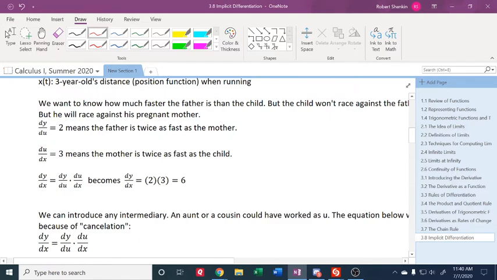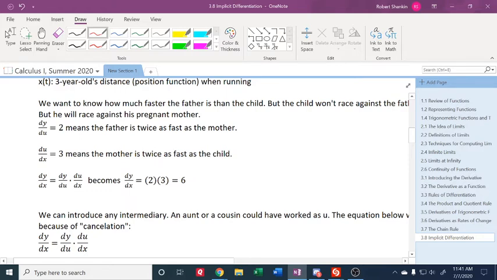Now, we got the child and the mother to race. The child was surprised. The mom was 3 times as fast as the child. du/dx was 3. Every time the child moved 1 foot, the mother moved 3 feet. All right. So then we could say now how much faster the father is than the child. dy/dx. Every time the child moves 1 foot, how many feet does the father move?